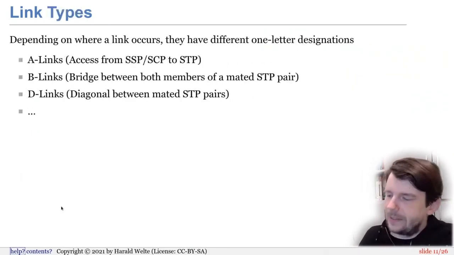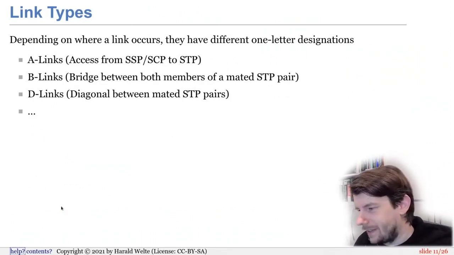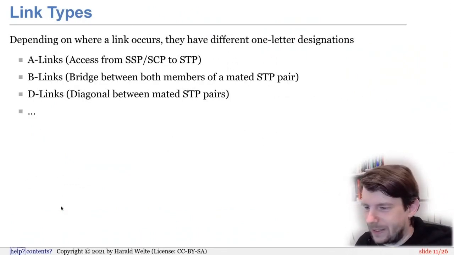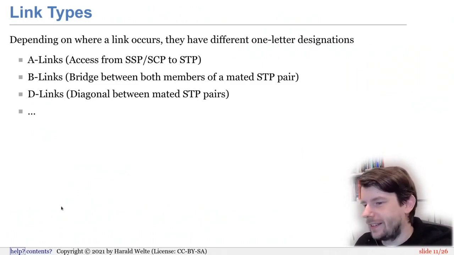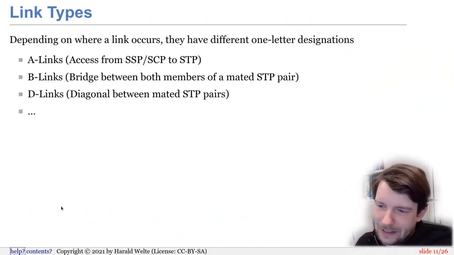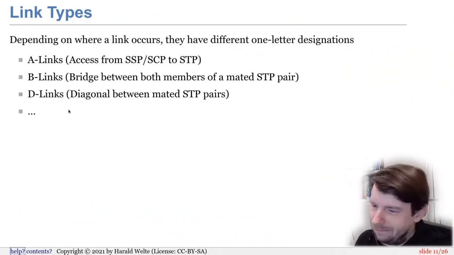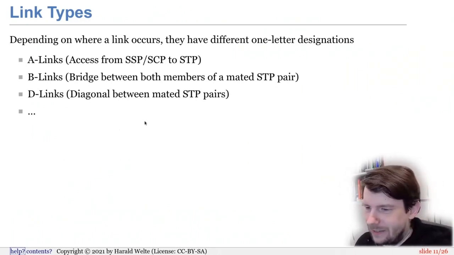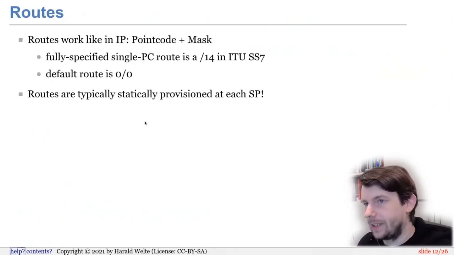Then there's all kinds of link types, which I will not go into detail. That ends up with complex diagrams, but this is basically just, let's say, how a link set is used determines its designation. So there are A links, B links, D links, E links, F links, and so on. We can ignore that for the course of this presentation.